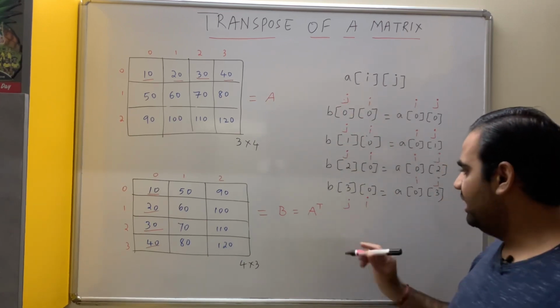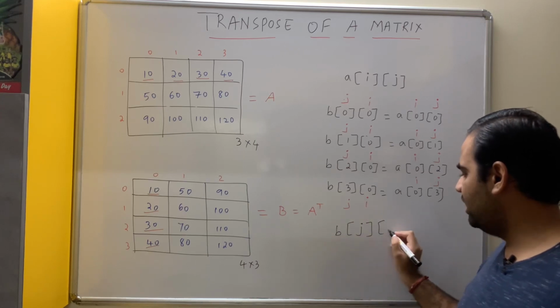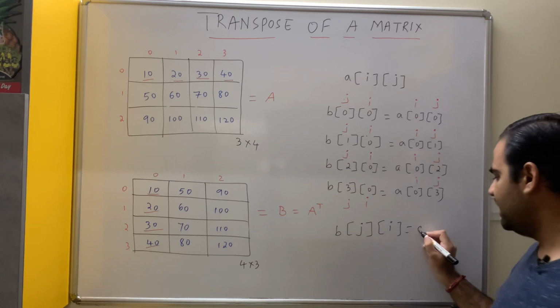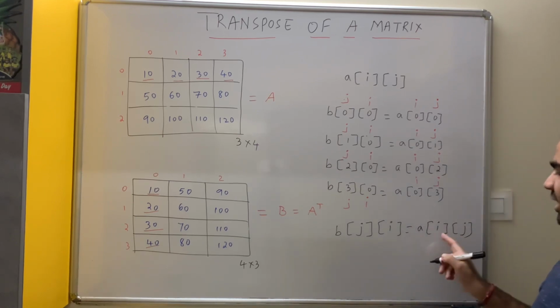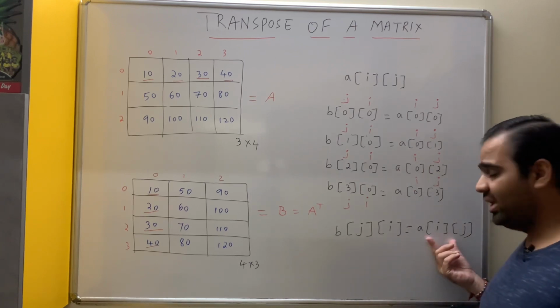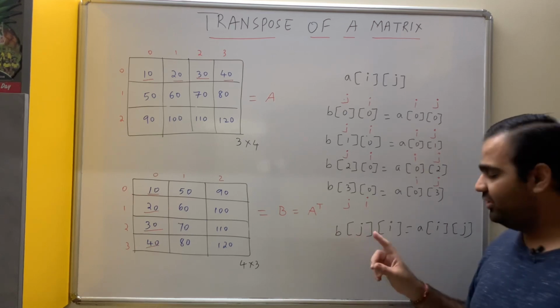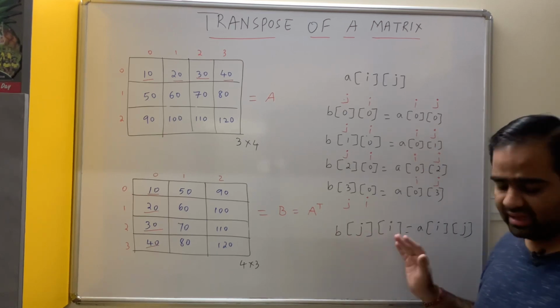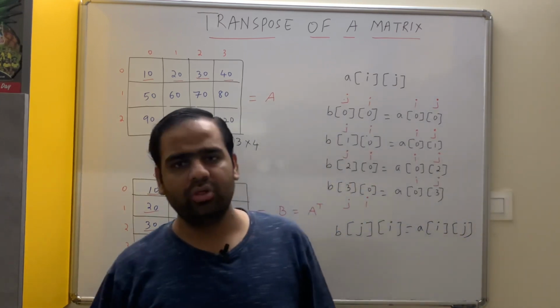In general, I can write it as B of Ji is equal to A of Ij, for each row and each column. That means we take each row of A and write it at each column of B. And we know that J represents column and I represents row. This is how we get the transpose of the matrix.